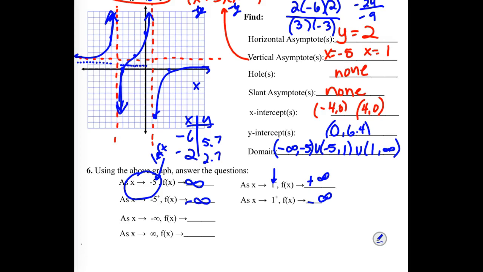The last chunk here is asking what happens as x goes far away from the origin. Now we are approaching that horizontal asymptote. So as we go towards the negative side, so I'm going this direction now, my graph is coming down and leveling off just above 2. My y values are getting closer and closer to that 2. Same thing is happening over here. All right, I'm getting closer and closer to that 2 from the underneath side.